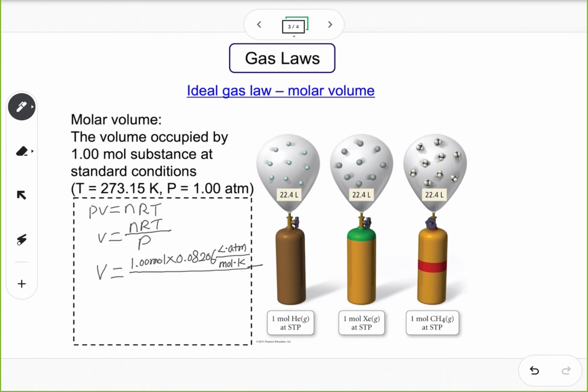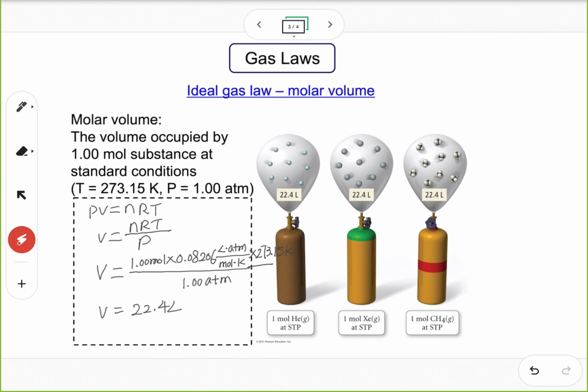And don't forget about the temperature. Temperature is 273.15 K. And at the bottom, the P here is 1.00 atm. All right, now if you do the calculation right here, the result would be V equals 22.4 liters. What does that mean to us?